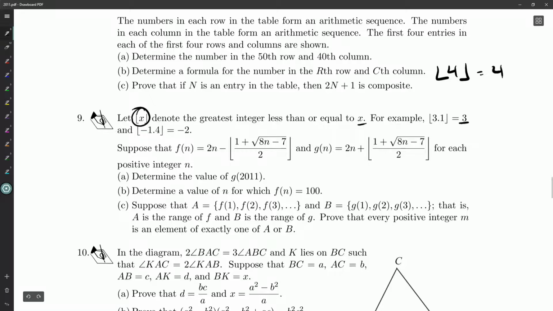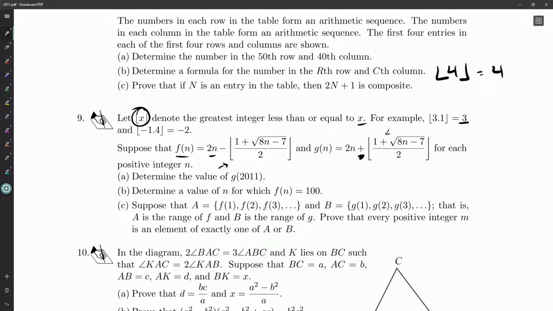Anyways, what are we going to be doing with the floor function? Suppose that f of n is 2n minus the floor of (1 plus square root 8n minus 7) all over 2. And g of n is 2n plus... So that's really the main difference here, because it looks like we still have a plus sign in here... the floor of (1 plus square root 8n minus 7) over 2, for each positive integer n.